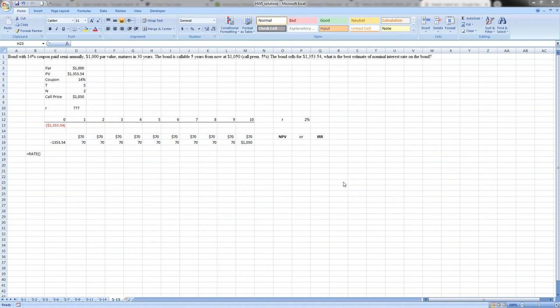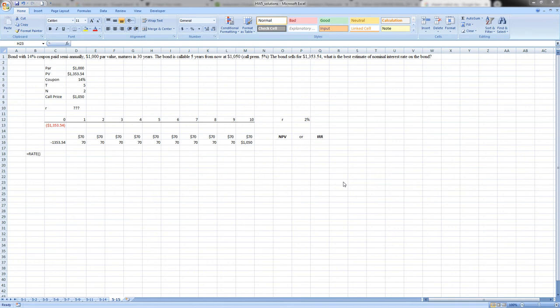We know that it can be called in 5 years from now. And the bond is selling well above par value. What that tells us is our coupon payment must be a lot higher than the rate that's being offered in the marketplace today. So for that reason, we believe with high certainty that our bond will be called in 5 years from now.